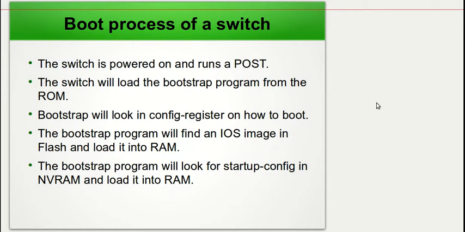So with the configuration register, it'll tell the bootstrap program whether the switch should boot normally and load the normal files, or whether it should boot into a special mode known as ROM mode, which is normally used when we're doing password recovery on our switch. Now if the switch is booting normally, it's going to find the iOS image in flash memory and load it into RAM. It's then going to look for the startup configuration file in NVRAM and load it into RAM.